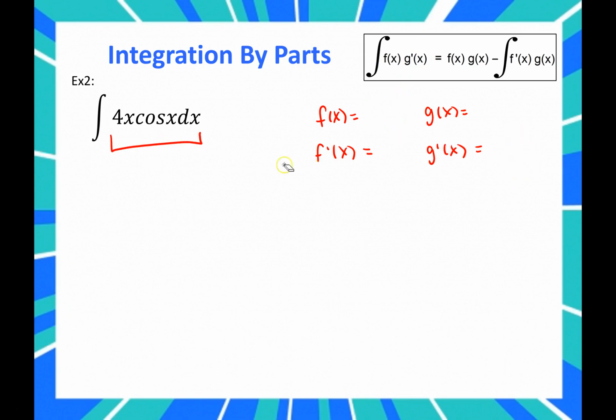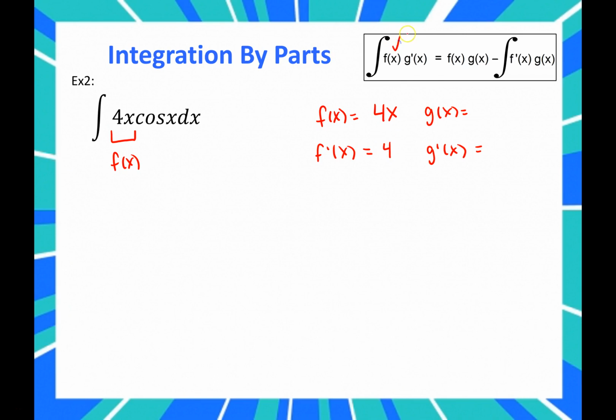Remember, my f of x has to be the thing that when I take the derivative of it, if I kept taking the derivative, I would get down to 0. So it's going to be 4x in this case. And I'm just going to fill this out now. What's the derivative of 4x? Well, that's going to give me 4.